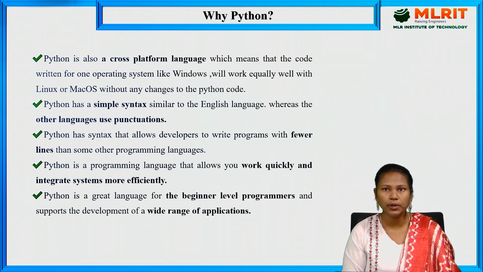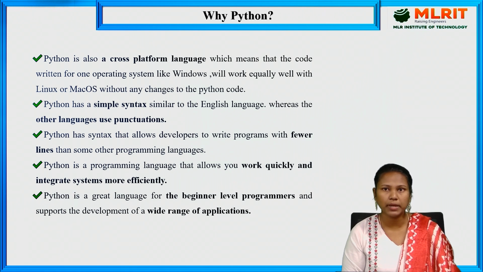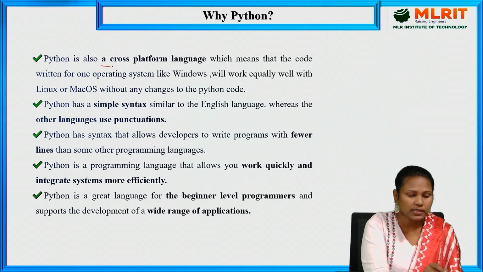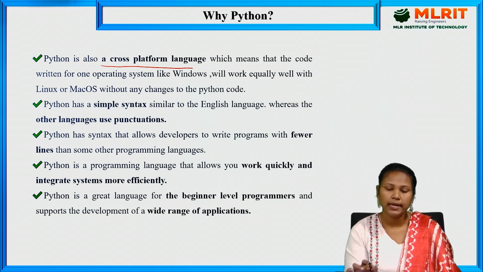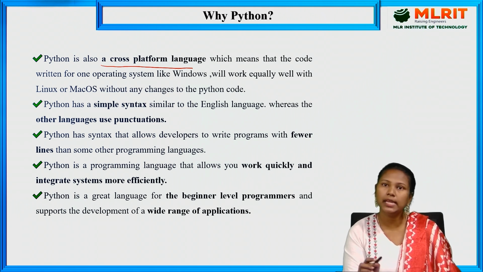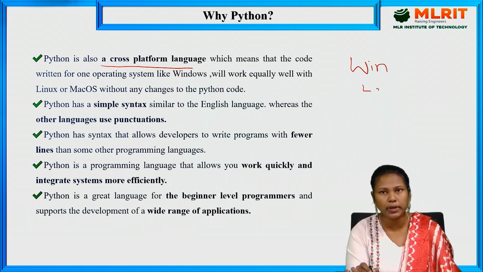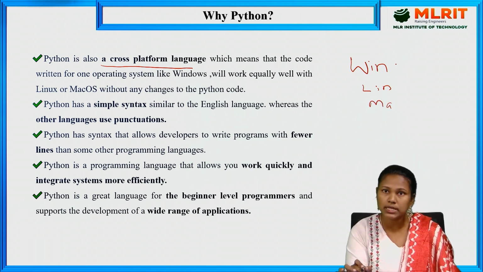Now we are going to see why we have to use Python. We use Python because there are a number of features in Python, and we'll discuss each and every one. The first feature is that it is a cross-platform language. Cross-platform means it will execute on any operating system: Windows, Linux, and Mac OS also, without changing a single line of code.